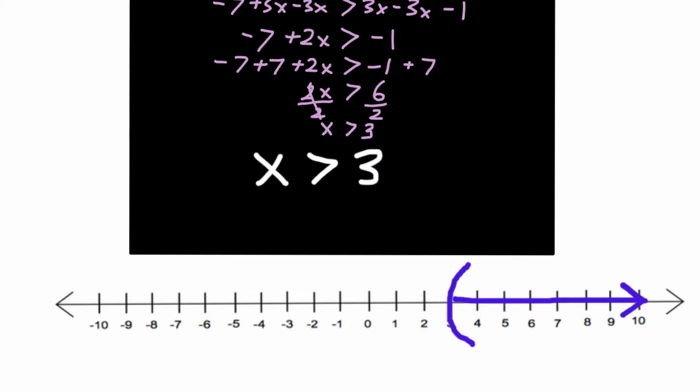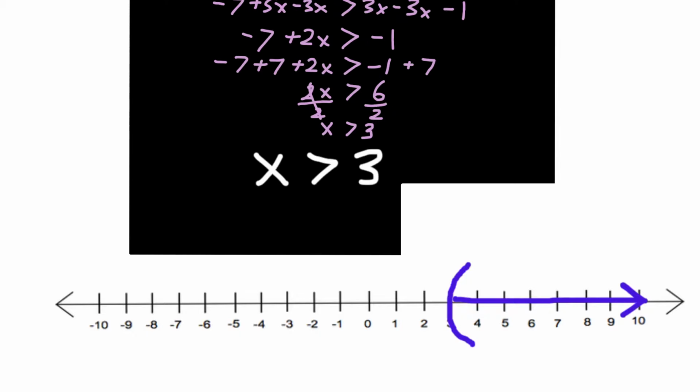Okay, and so then we want to use interval notation to show this. So we just replicate this. It's 3, because x is greater than 3, going from left to right. It doesn't include 3, so it's 3 to positive infinity. And then positive infinity gets a parenthesis.